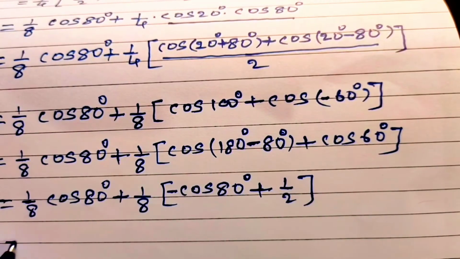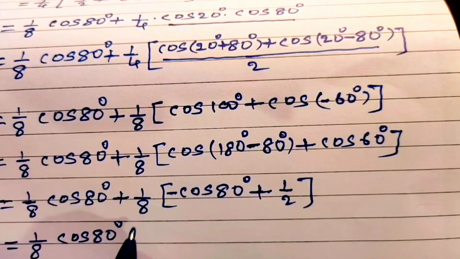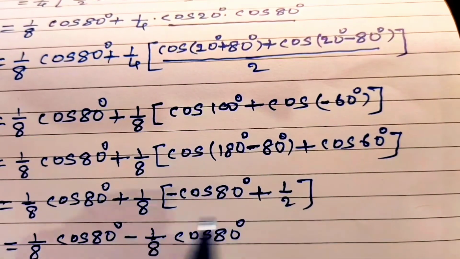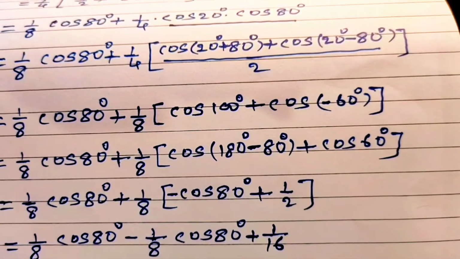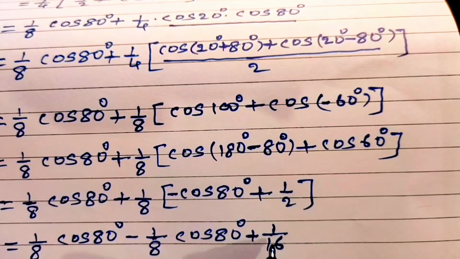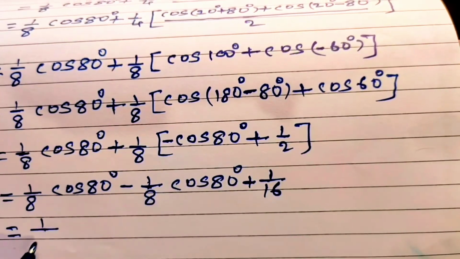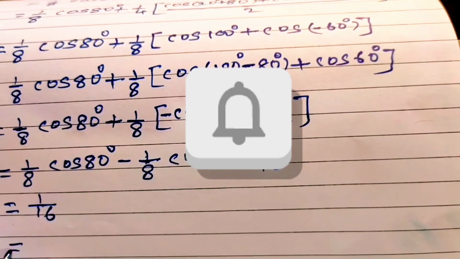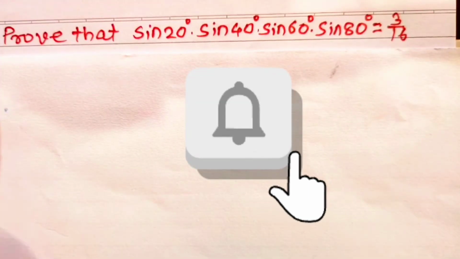Hence this is equal to 1 upon 8 cos of 80 degree minus 1 upon 8 cos of 80 degree plus 1 upon 8 into half, plus 1 upon 16. Now this term and this term get cancelled, and only 1 upon 16 remains. Hence this is equal to 1 upon 16 only, which is nothing but the right hand side of the given statement. Hence the proof. Let us solve the next sum.